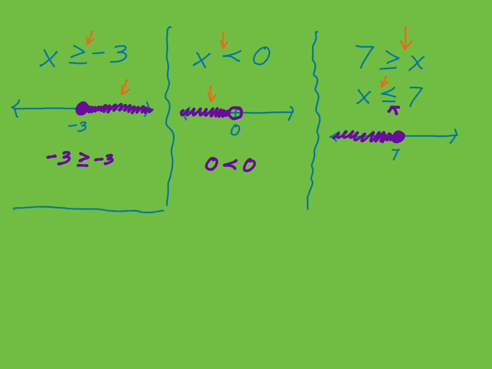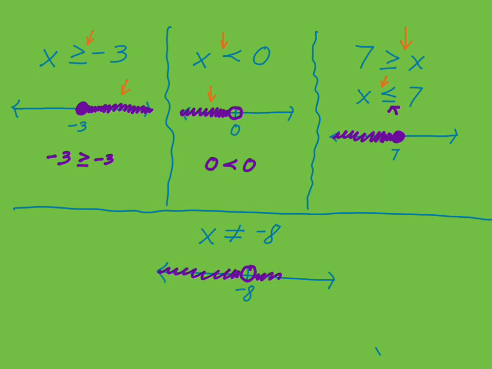Now the one inequality sign I haven't talked about yet is, what if we have x does not equal -8? How do we graph that? Well, here's how we graph it. I put -8 right here. And -8 is the only number that fails. So what I do is I put an open circle at -8. And that means anything except -8 works. And that's how I graph that. Now, a side note, if we were just to graph x equals -8, we just put a point like I did earlier in the video at -8.